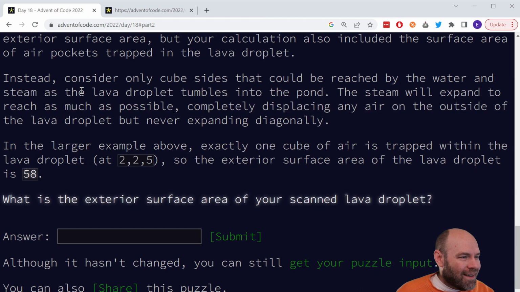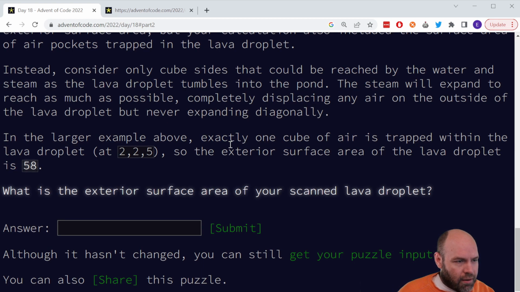Okay. Instead, consider only cube sides that could be reached by water and steam. As the lava droplet tumbles into the pond, the steam will expand to reach as much as possible, completely displacing any air on the outside of the lava droplet, but never expanding diagonally.